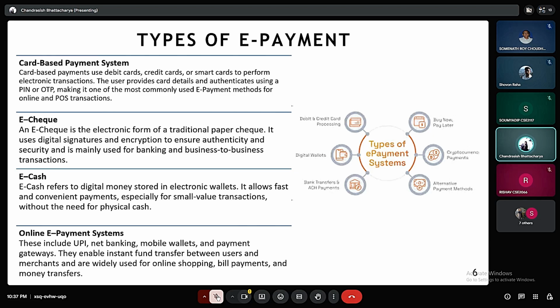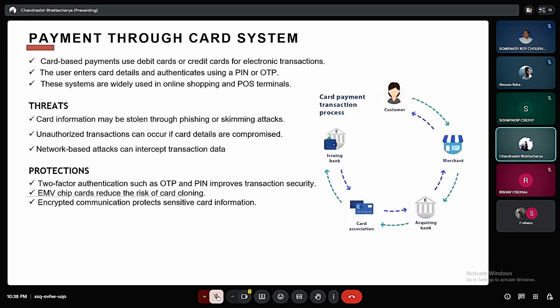Now for the e-cash part. E-cash refers to digital money stored in electronic wallets. It allows fast and convenient payment, especially for small-value transactions, without the need for physical cash. Online e-payment systems are the final type of e-payment. This includes UPI, net banking, mobile wallets, and payment gateways. They allow instant fund transfer between users and merchants and are widely used for online shopping, bill payments, and money transfer. Now in the next slide, I will be talking about the different types of card systems.